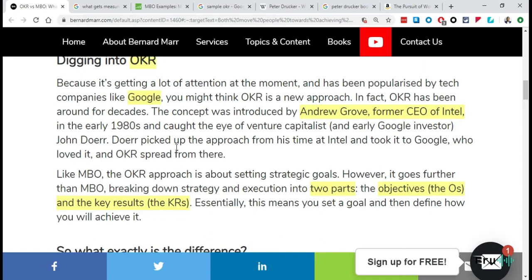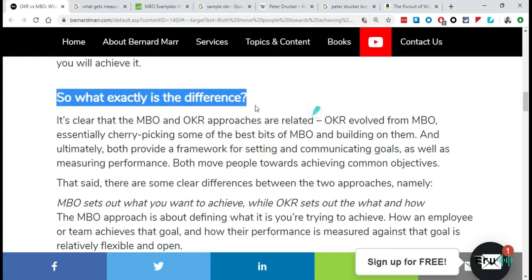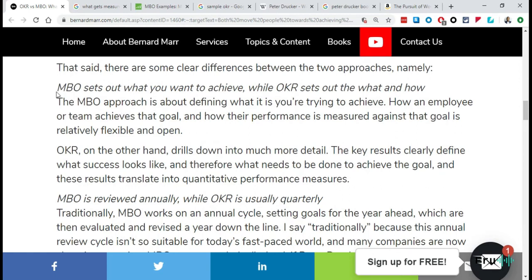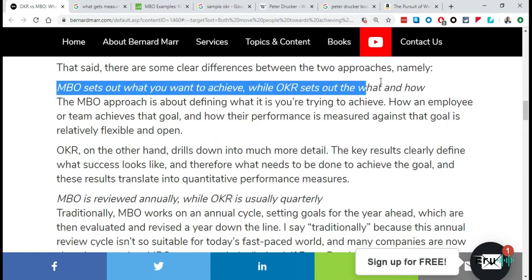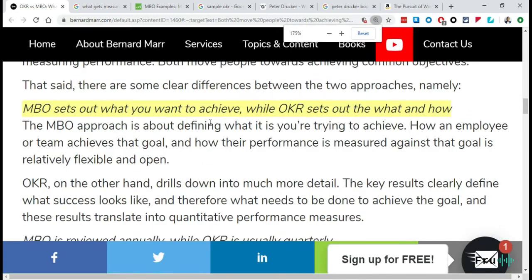I know I've kind of given the differences here, but let's go into the differences that Bernard provided in this article. So what exactly are the differences? It's clear MBO approaches. We can read the fluff. I'm going to skip through that. Let me highlight this one here, and this is what we just talked about, where MBO sets out what you want to achieve, while OKR sets out what and how you want to achieve. I think we've talked about that already.